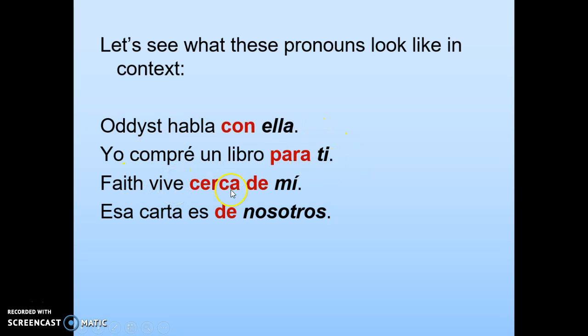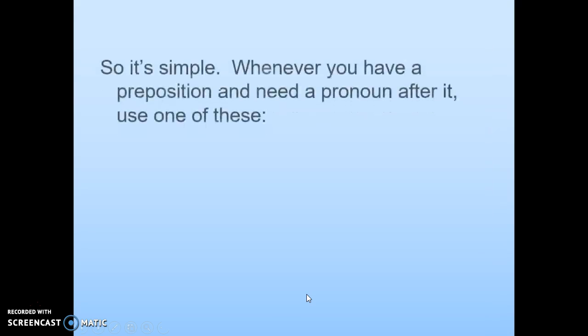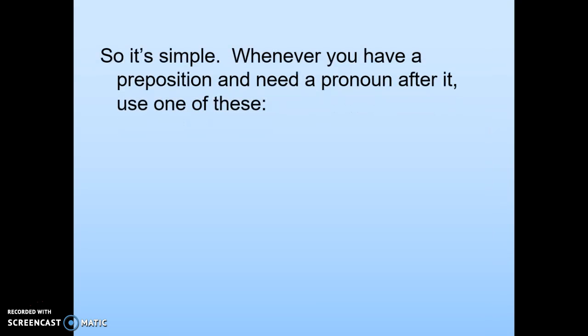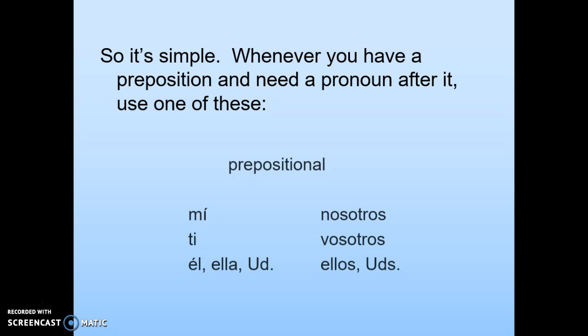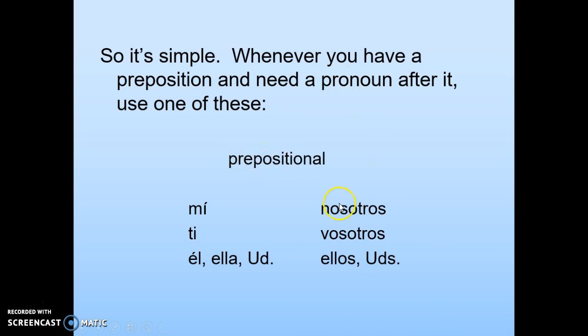Faith vive cerca de mí. Faith lives close to me. Esa carta es de nosotros. That letter is from us. So anytime you want to use a preposition like con, para, etc., after it you need a prepositional pronoun. So they're buddy-buddy. They got to go together. So it's pretty simple. Whenever you have a preposition, you need a pronoun after it. So use one of these. Not vosotros. I'm sorry, that should not be there.